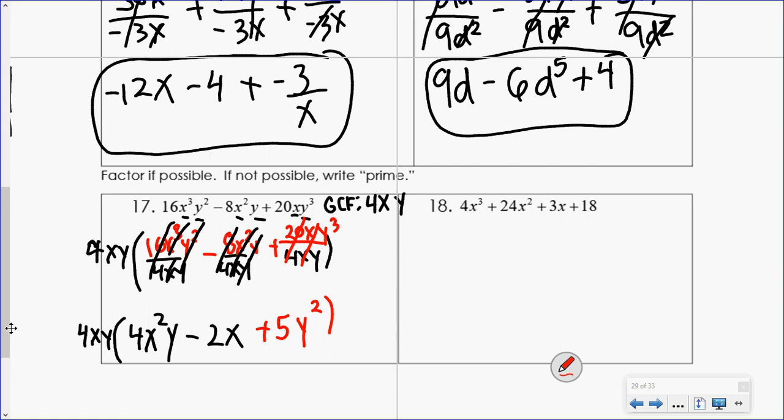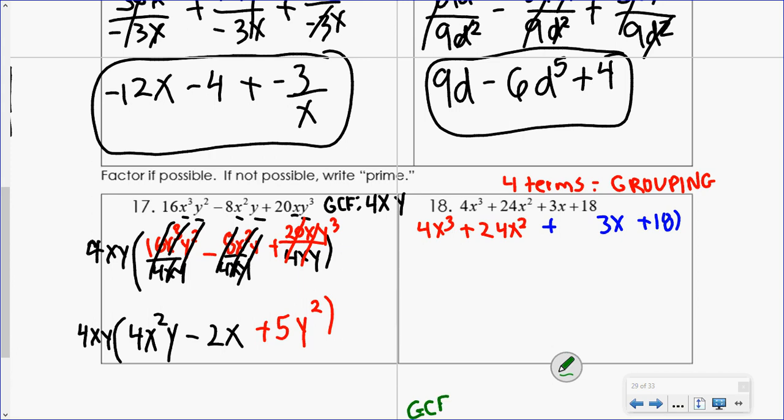Number 8 looks like there's 4 terms. 4 terms means I'm grouping. I'm grouping this polynomial. So I have 4x cubed plus 24x squared. That's one group. I have 3x plus 18. That's another group. Now I just need my greatest common factor for both groups. So I'm just going to do that down here.